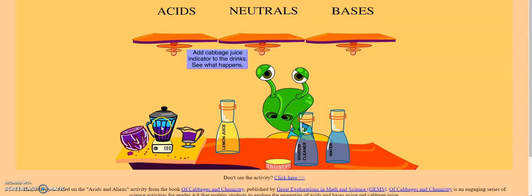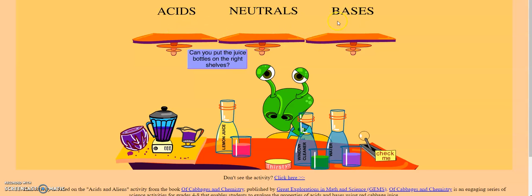So we see over here in our little blender, we've got some cabbage juice already juiced down, and all we're going to do is drag this cabbage juice over and pour it into the lemon juice, window cleaner, and water to see what happens to the liquids. So when I pour it into my lemon juice, it turns pink. When I pour it into my window cleaner, it's going to turn green. And when I pour it into my distilled water, it turns purple.